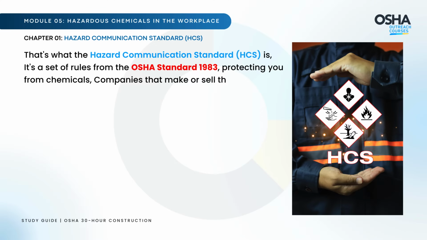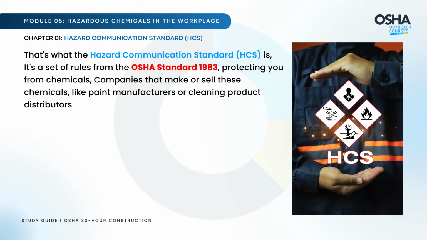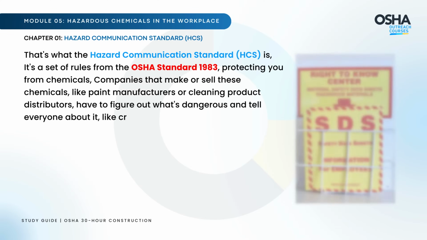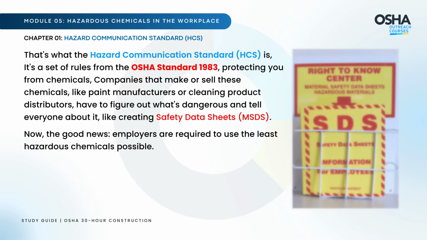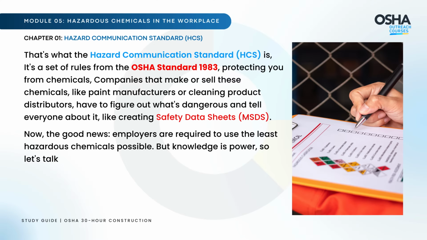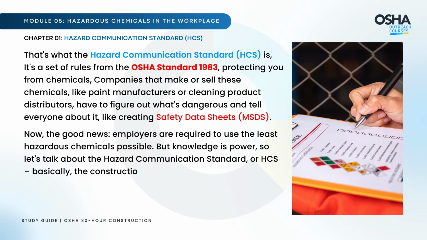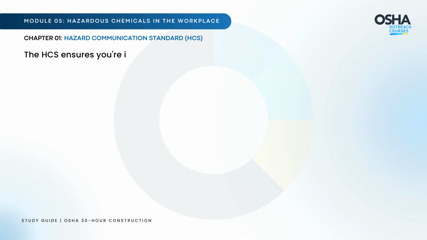Companies that make or sell these chemicals, like paint manufacturers or cleaning product distributors, have to figure out what's dangerous and tell everyone about it, like creating safety data sheets, SDSs. Now, the good news. Employers are required to use the least hazardous chemicals possible, but knowledge is power, so let's talk about the Hazard Communication Standard, basically the construction site map for chemical safety. The HCS ensures you're informed about the chemicals you're working with.